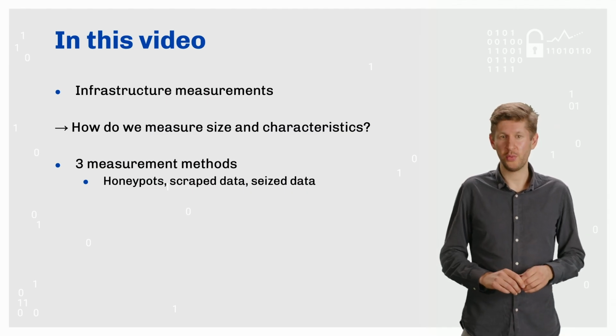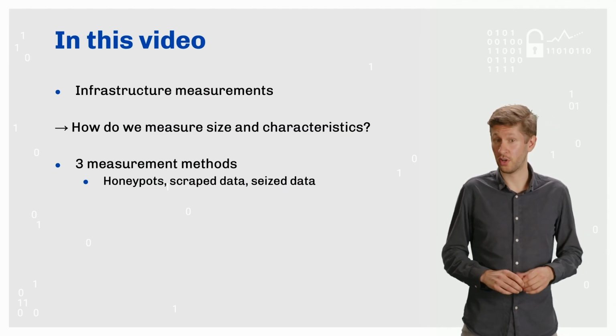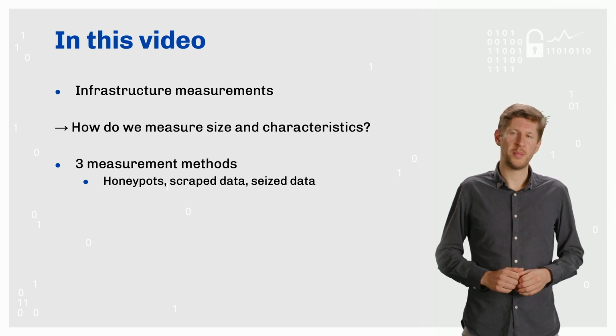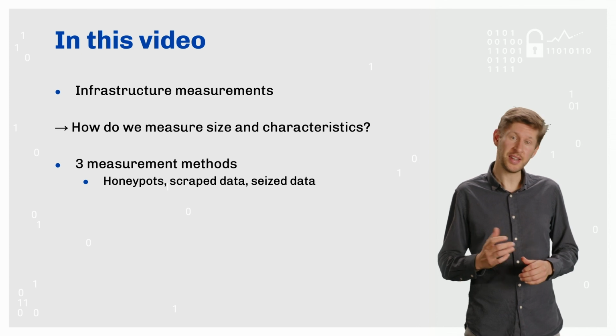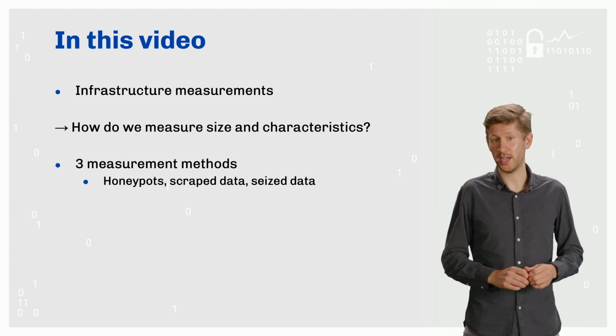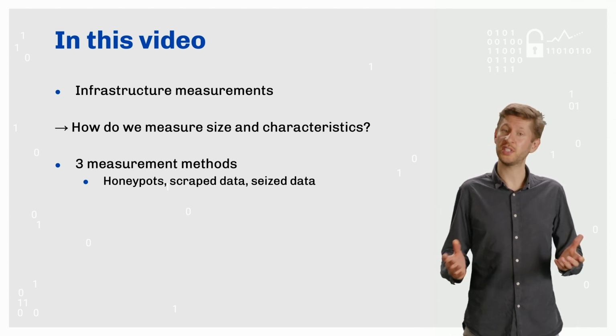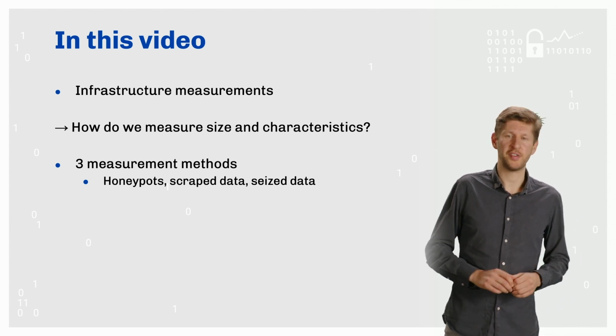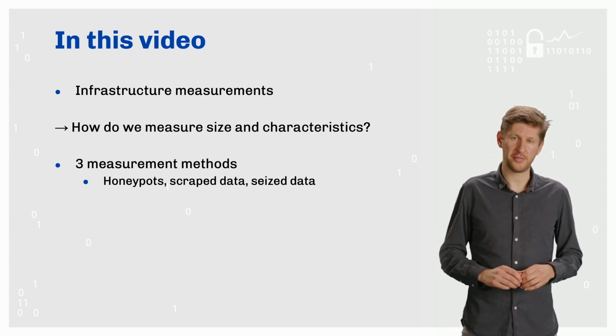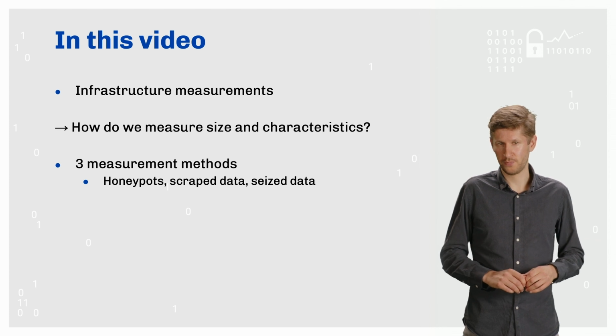In the previous video, we talked about criminal services and the role of infrastructures. But how do we exactly measure the size and characteristics of these services and infrastructures in order to gain insight into the size and scope of illegal activities? Online anonymous marketplaces such as Alphabay have become the focal point of measurement efforts in the underground economy.